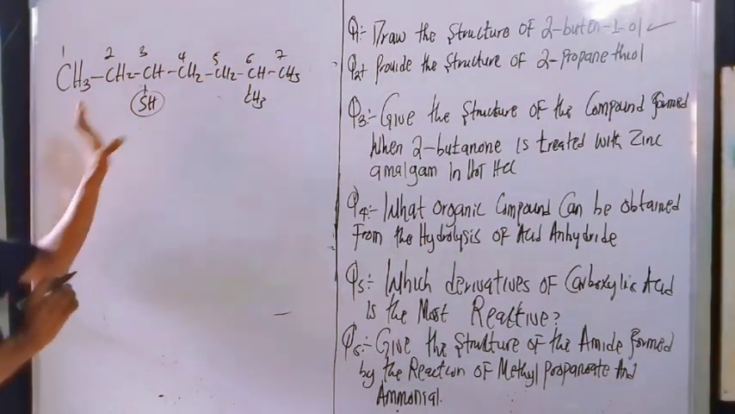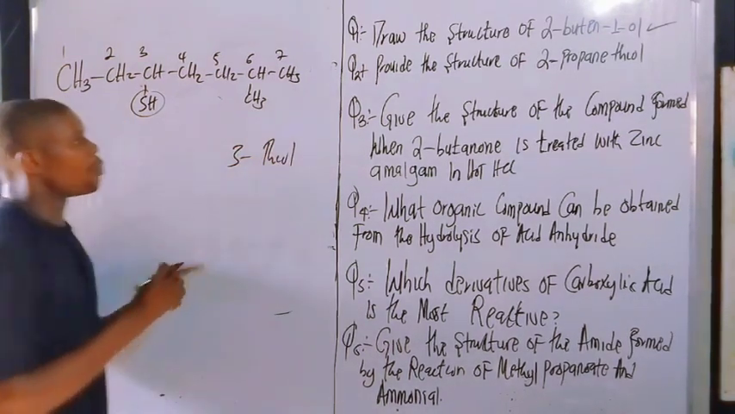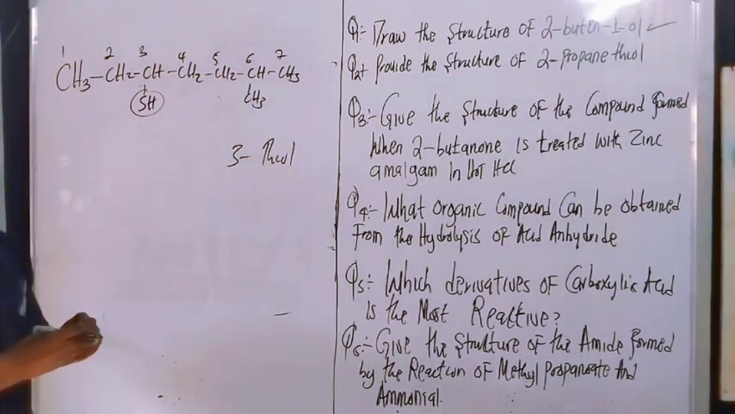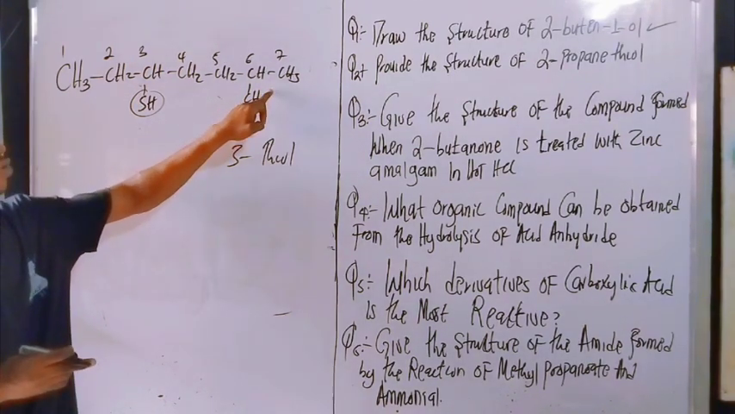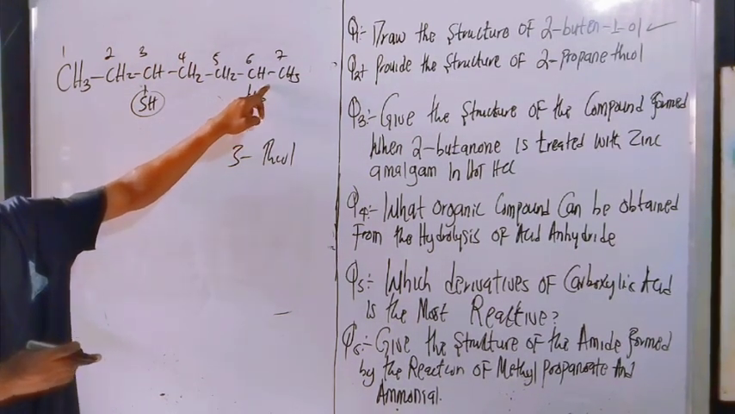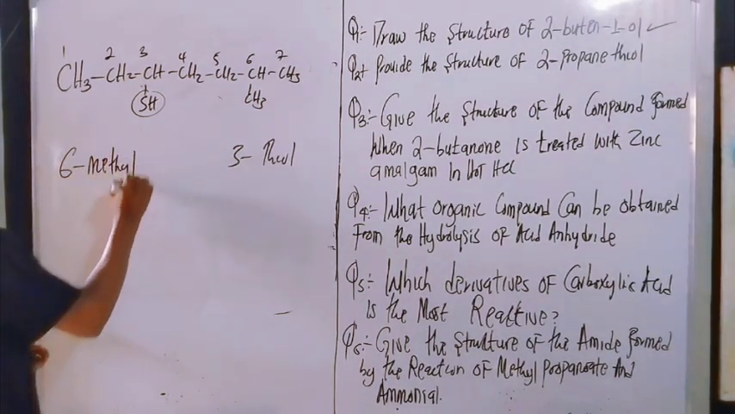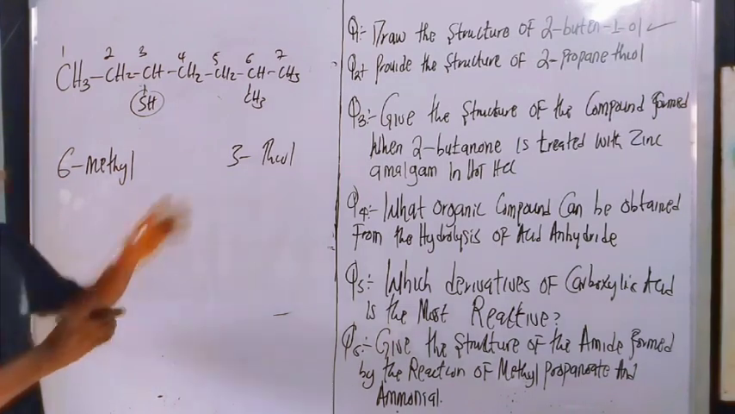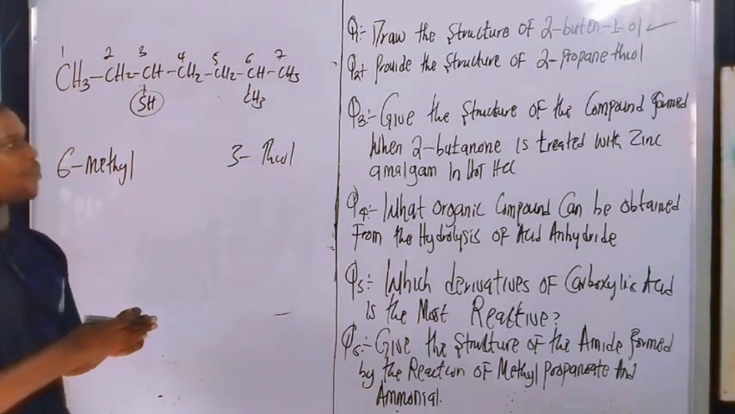So the thiol is going to be 3-thiol. But what is the parent name here? Heptane, right? But this compound also has a methyl group on carbon 6. So it's going to be 6-methyl. Do you understand? Now why is this 6-methyl? Because carbon 6 has a methyl group. Now what is the parent name? Heptane.